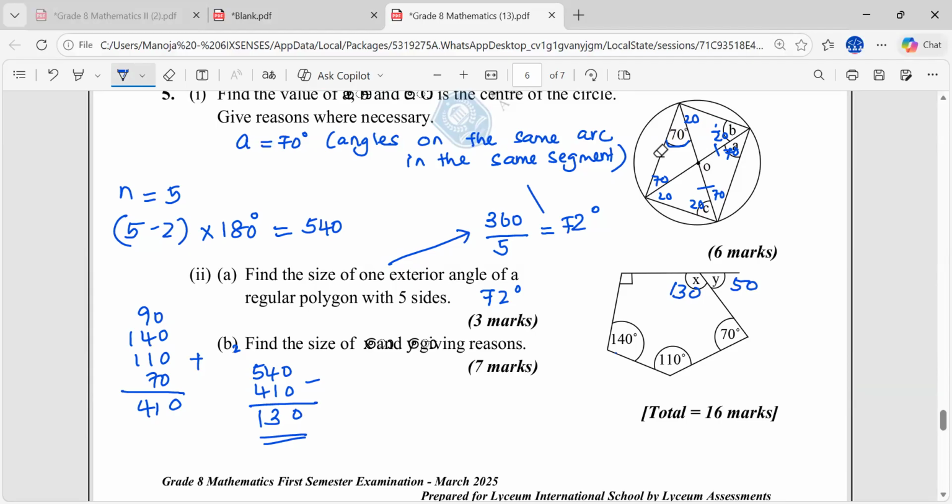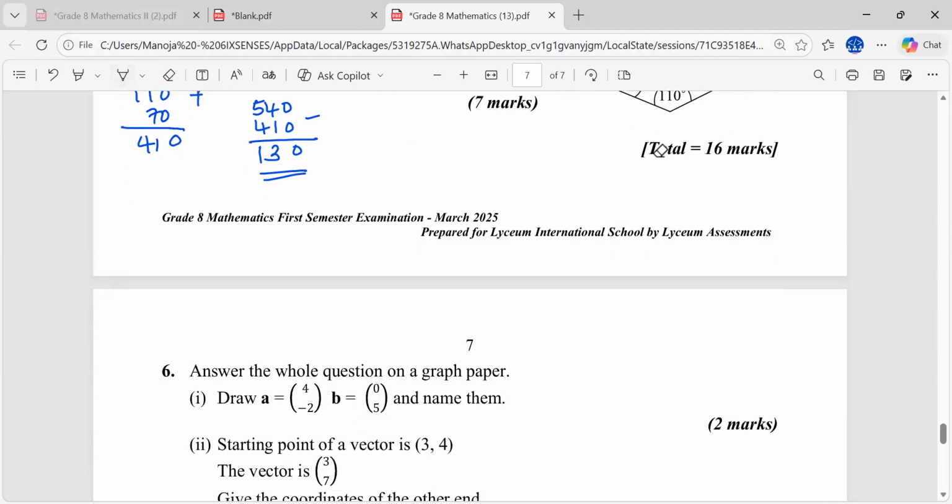But I want to double check before moving to the next one whether I have added them correctly or not, right? So then how can I do that? First I add the 90 and 140 and then 110 and then 70. And then I deduct that value from 540, it becomes 130. Yes, that is correct. Okay, so this is correct.